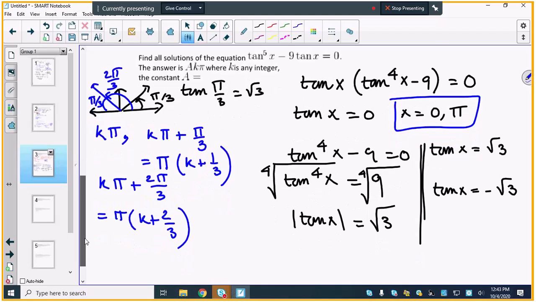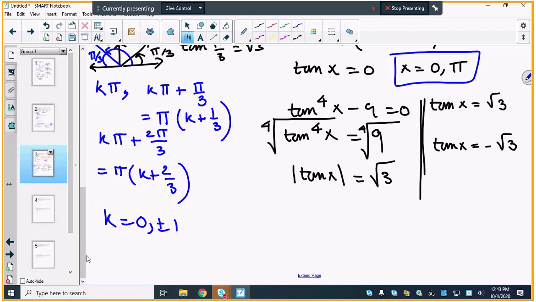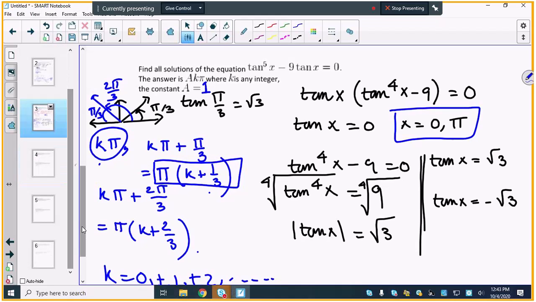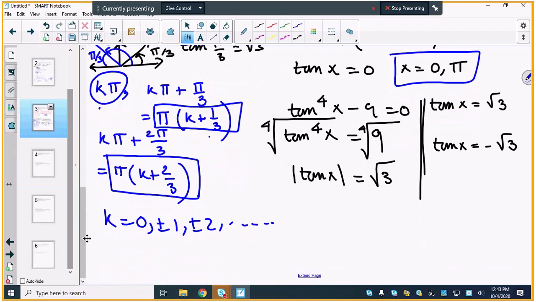And in all these situations, the general value for k is 0, plus or minus 1, plus or minus 2, and so on. But because I only wanted the solution of the form a times k times pi, and none of this or that are of that form, I will say the only solution is going to be k pi, and hence a must be equal to 1. So for the problem, a equal to 1 is your solution, but in general, if I ask you to give me the solution, you will say either the solutions are k pi or pi times k plus 1/3 or pi times k plus 2/3, where k equal to 0, plus or minus 1, plus or minus 2, and so on.